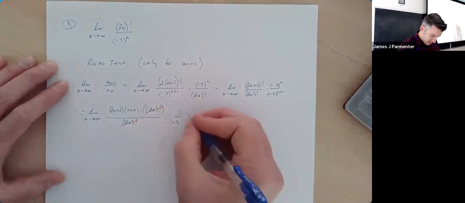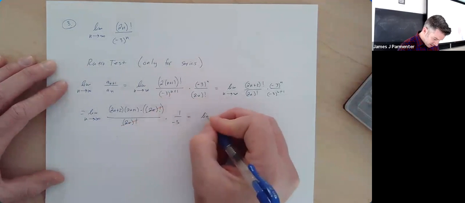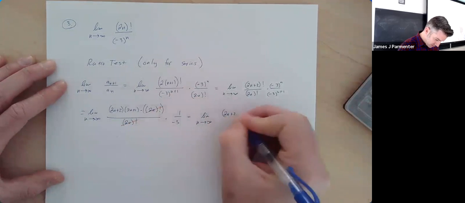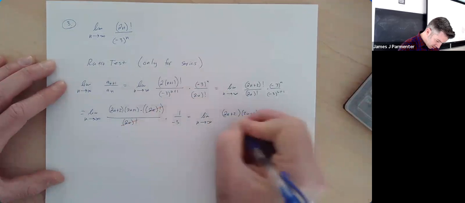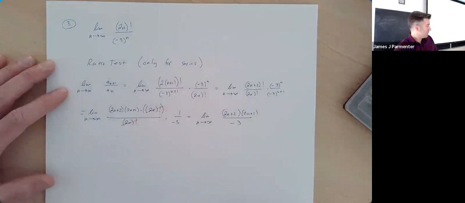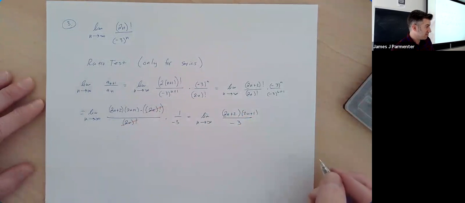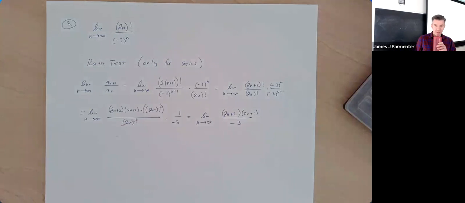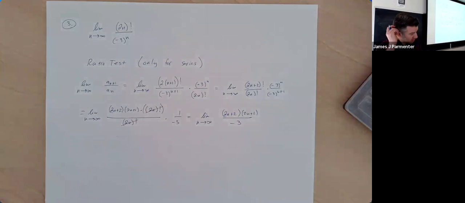Before I evaluate some, I just want to rewrite it one more time. Again, the limit as n goes to infinity of (2n+2) times (2n+1) over -3. That limit's going to be what? Right. But specifically, and I do want to be specific here for a second, it is infinity divided by a negative number, which makes it negative infinity.